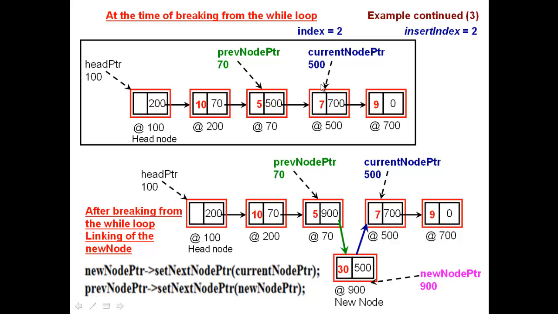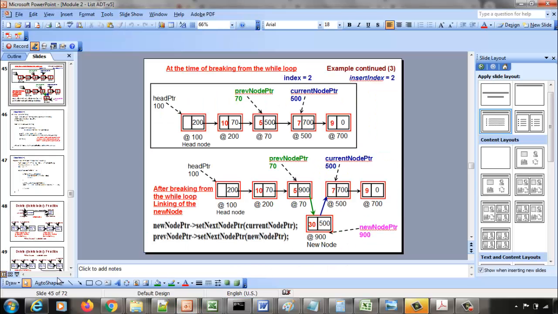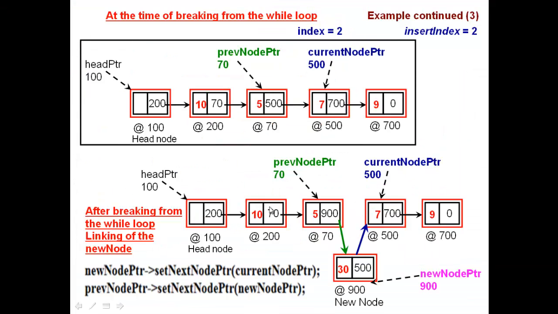That's why we can make use of the current node pointer and use it as the value we'll pass for this next node pointer. So, new node pointer arrow set next node pointer, passing the current node pointer as the argument, so that this next node pointer takes up the value of the current node pointer, which is 500. Using this first statement, we have set up this blue link from the new node to the current node. Now we have not yet set up this green link, so that we can traverse the list from the head node.